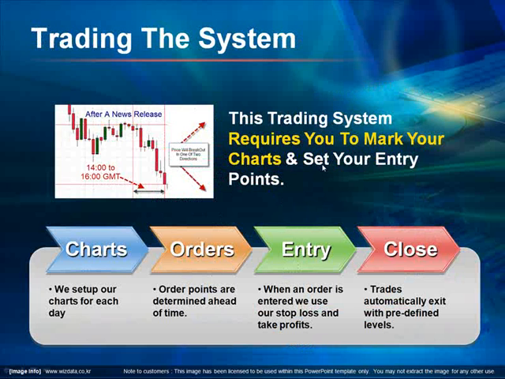Rather than using indicators, you're going to mark your charts as you go along. So with this system, we set up the charts for each day. We pre-place our orders. If we find legitimate order points, we're going to set a buy order and a sell order that will be automatically placed if the price hits that point. The entry automatically occurs after we've done that. And we're going to use stop losses and take profits. So the whole trade is automated. Trades are closed by themselves.